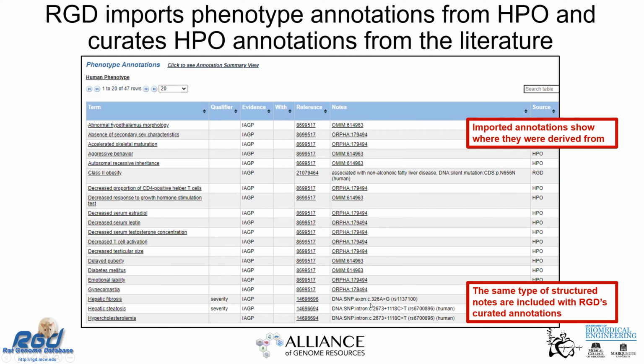Human phenotype and mammalian phenotype annotations are only done based on genetic differences. We don't do expression-based annotations for phenotype, only genetic. And you can see that using the evidence code there.